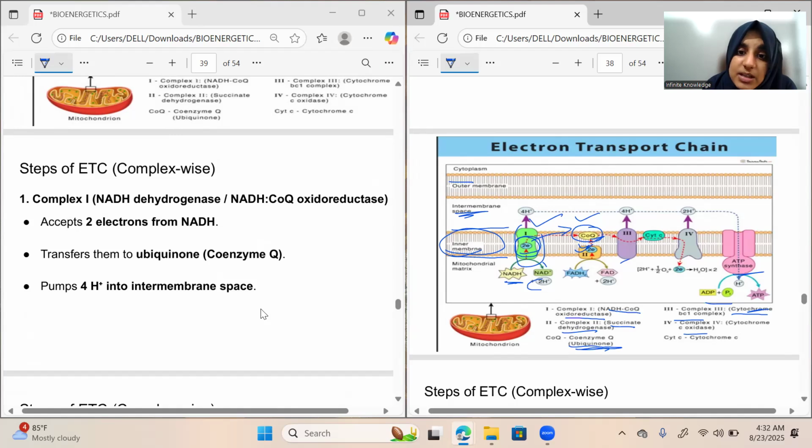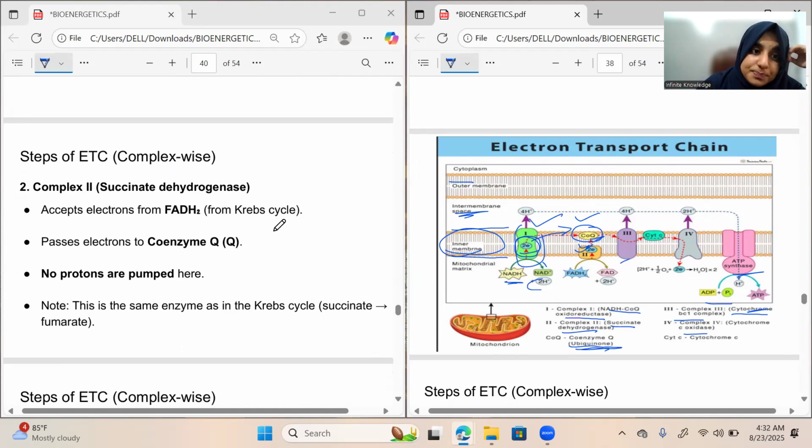into the intermembrane space. So four hydrogens are pumped out and two electrons are transferred from the first complex, which is NADH dehydrogenase. NADH gives out its electrons, and these electrons are transferred to ubiquinone, which is coenzyme Q.